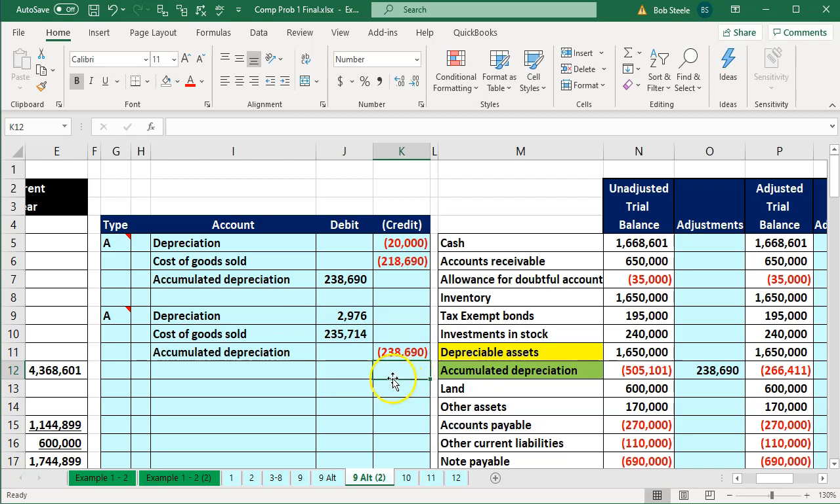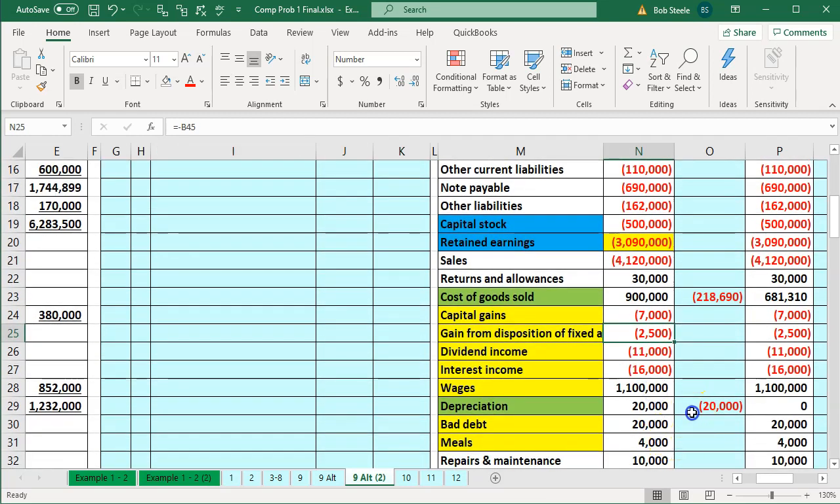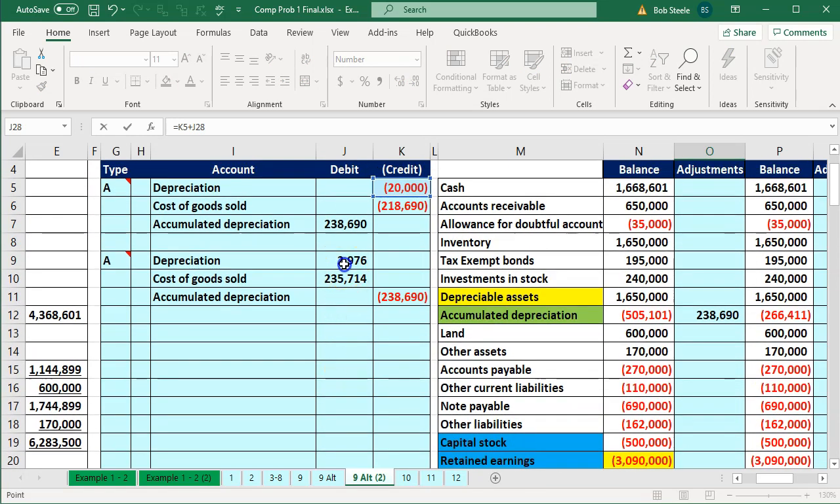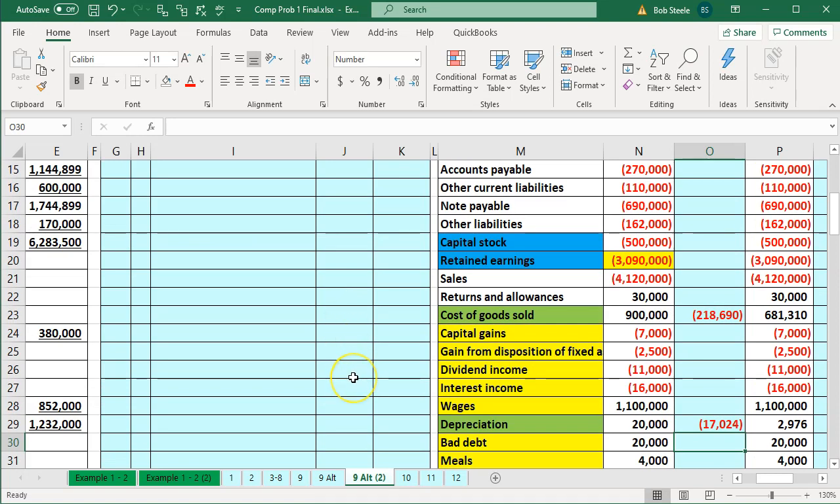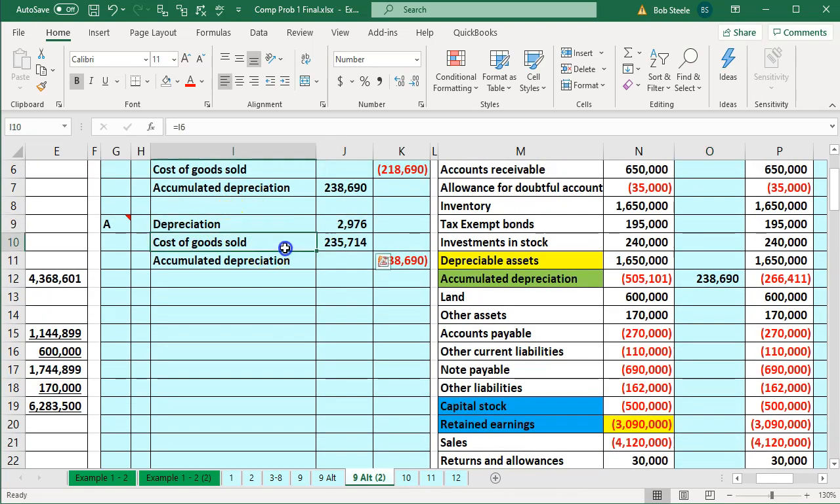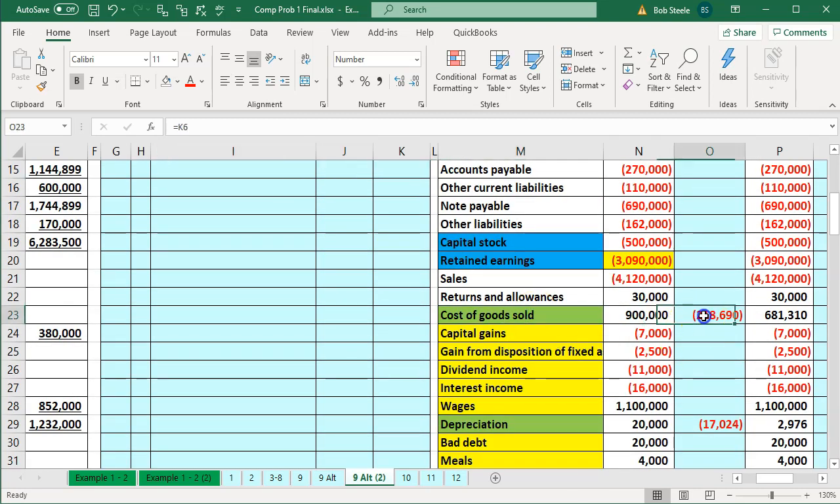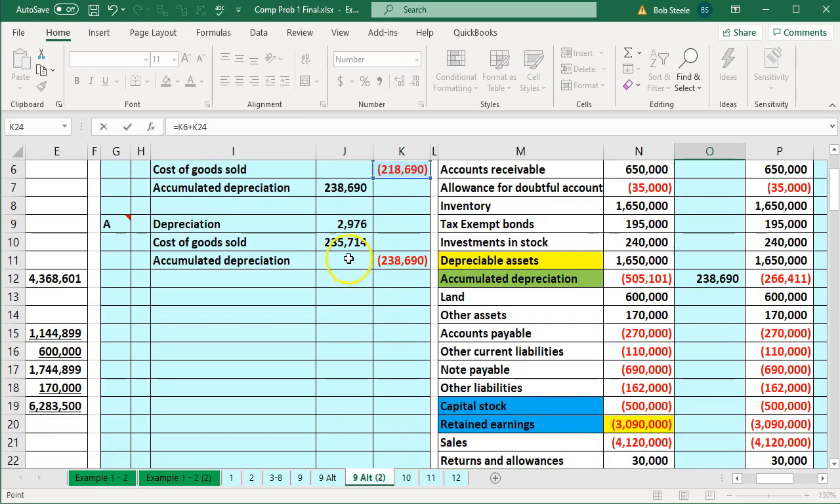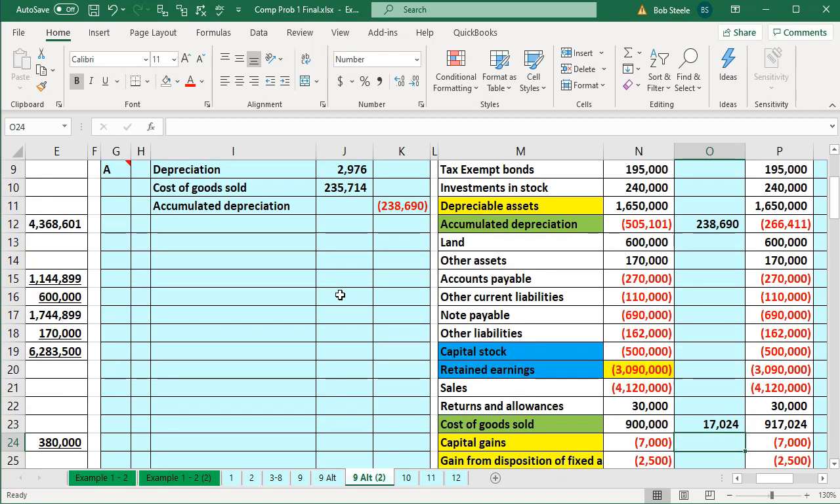Now let's re-record this with the proper number. So we're going to say that the depreciation down here is going to be in this account. I'm going to double click on it, go to the end of it, say plus, put the cursor back down. We're going to pick up that 2976. So there's the 2976. Then we're going to go to the cost of goods sold. Here's the cost of goods sold journal entry. There's the cost of goods sold. Double click on it, go to the end of it, plus, put the cursor back down, pick up the 235714 and enter. And then the other side, going to accumulated depreciation, which is here. Double click on that, go to the end of it, plus, and then we're going to pick up that 238690.